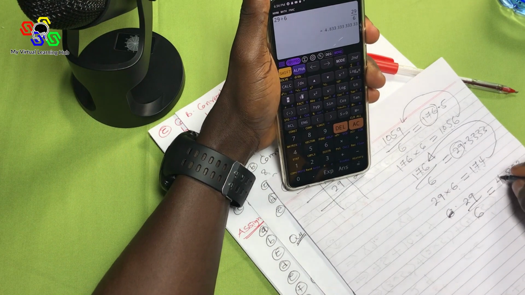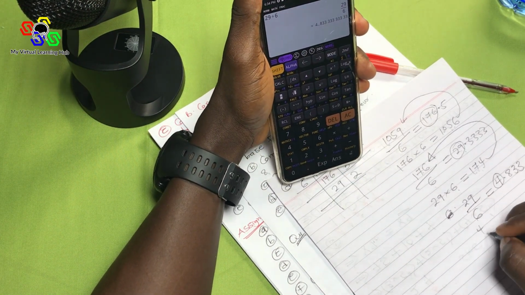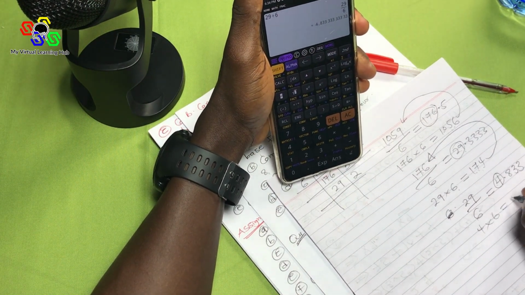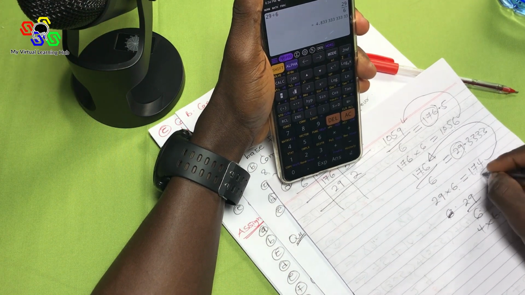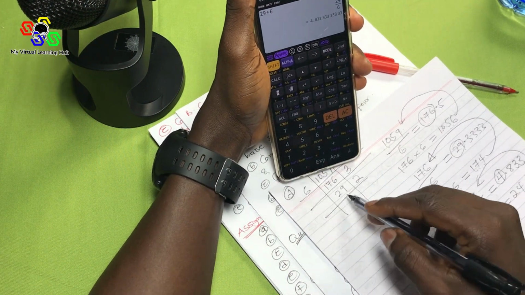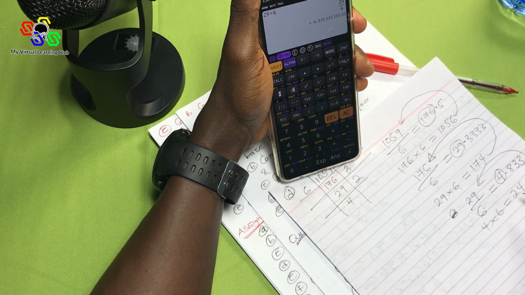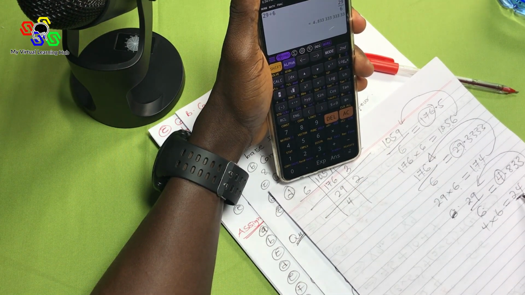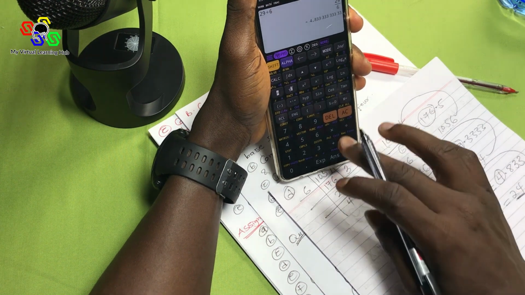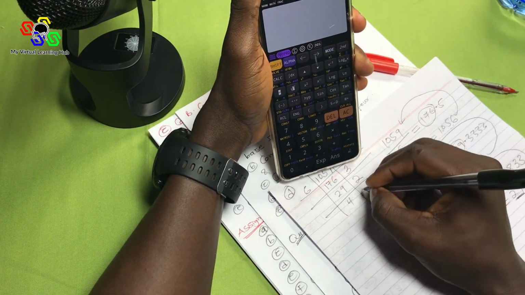4.833. So the main number here is 4. So 4 times 6 is 24. So it means that 6 will go into 29, 4. The remainder is obtained when we subtract the 24 from 29. So 29 minus 24 is 5.